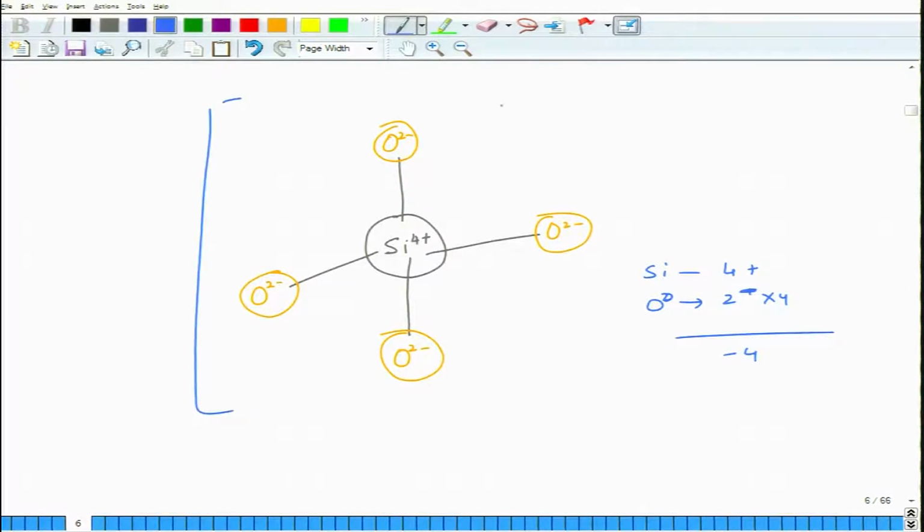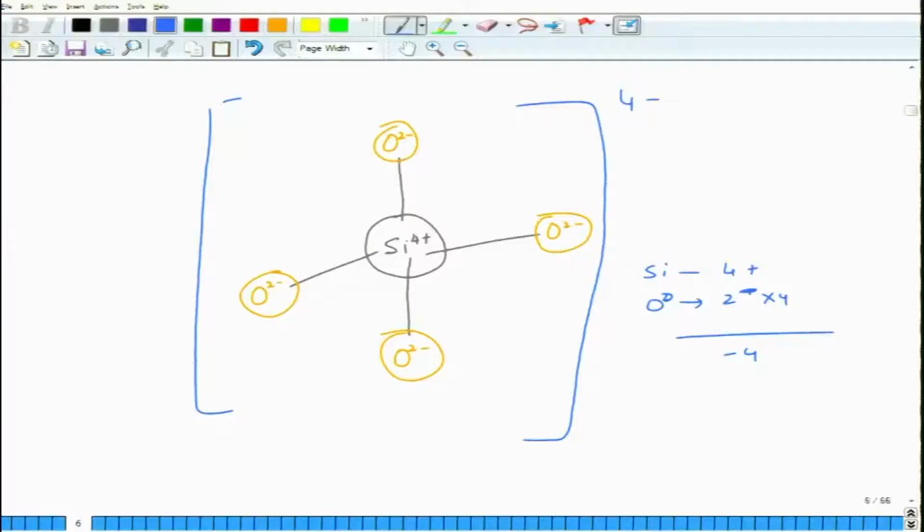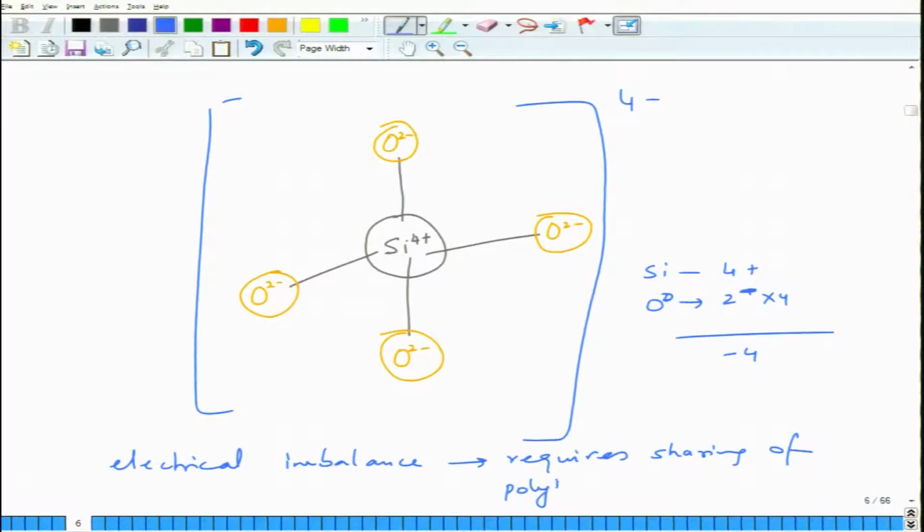So, if you now make this as a unit, this unit will have 4 minus charge, so that tetrahedra cannot survive on its own, it has to connect with other tetrahedras or something else to neutralize the charge, so that it becomes charge neutral. You can say it is electrically unbalanced, so the minus charge means there is electrical imbalance, and this requires sharing of polyhedra. Whatever oxygen is there, it has to be shared between the polyhedra. So, how does this work?